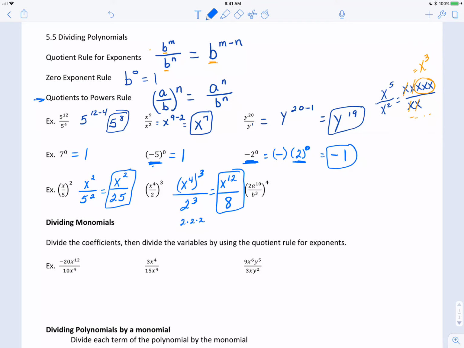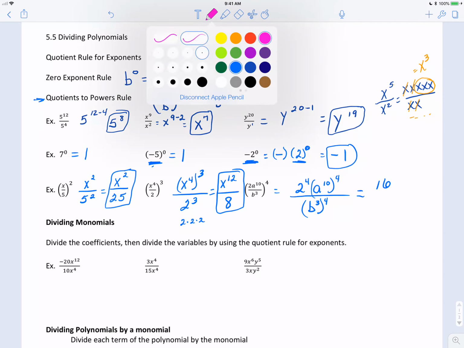Okay, so we're just making them a little bit more difficult here. So remember, everything that's in those parentheses is brought to a power. So 2 is brought to that 4th power. A to the 10th then is brought to that 4th power, as is b cubed on the bottom brought to that 4th power. So just distributed that 2 to every single term that's in those parentheses. Well, what in the world is 2 to the 4th power? All right, so 2 times 2 is 4, times 2 is 8, times 2 is 16. So 2 to the 4th power is 16.